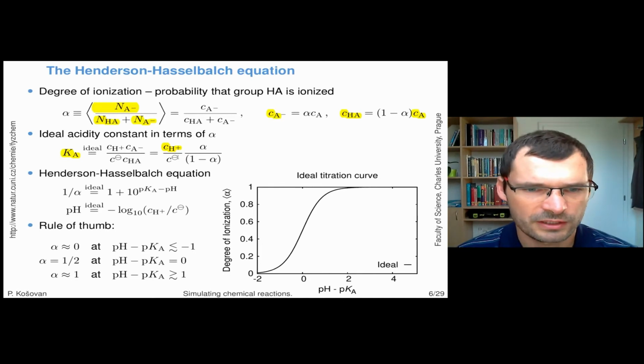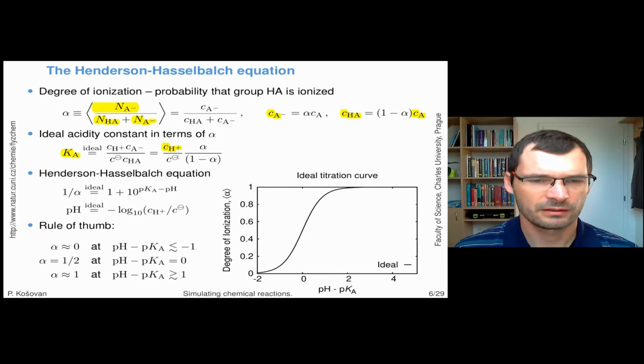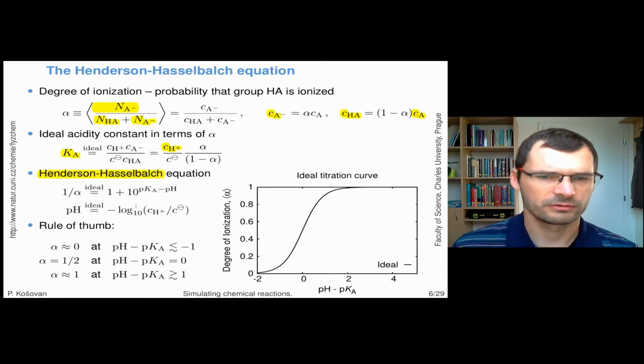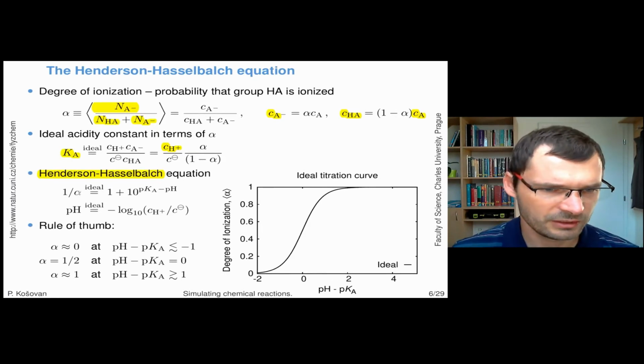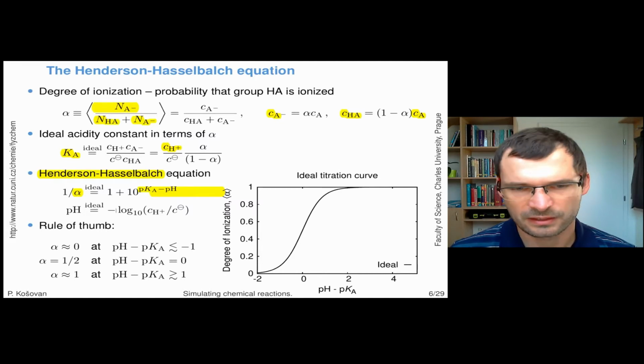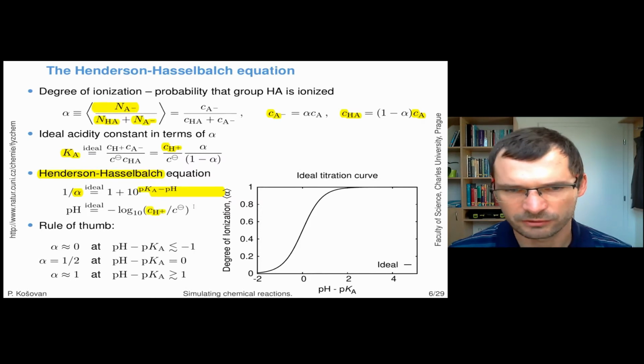And rearranging this equation, we can obtain what is called the Henderson-Hasselbalch equation, which you can find in every textbook of general and physical chemistry, that relates the ionization degree with the difference pH minus pK. And here again, pH is defined in the ideal case as minus log to the base 10 of the concentration of H plus ions divided by the reference concentration.